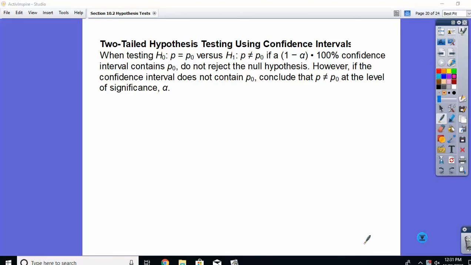We had the two-tailed test, and if you remember yesterday, we did the two-tailed and we had to take our probability times 2 because it was for both tails. When we are talking about the two-tailed test, we can also use a confidence interval. What you do is you build the confidence interval, and if it contains your p of 0, then you don't reject. If it does not, then we can reject.